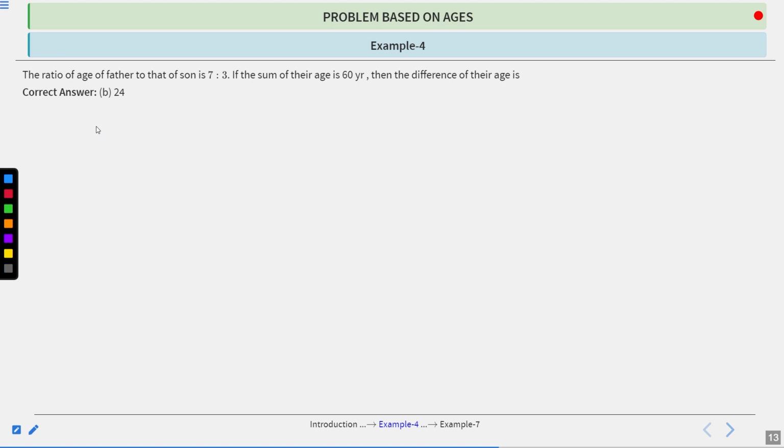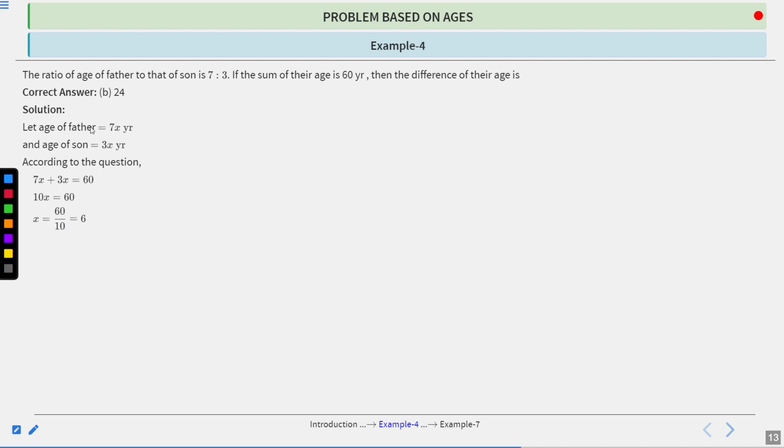Now see the solution. First we need to understand the question. In the question it is given that the ratio of the father and son age is 7:3, and it is also given that the sum of their ages is 60 years. So let the father's age be 7x, age of son be 3x. According to the question, 7x plus 3x equals 60 years. So 10x becomes 60. So we got x equals 6 years.